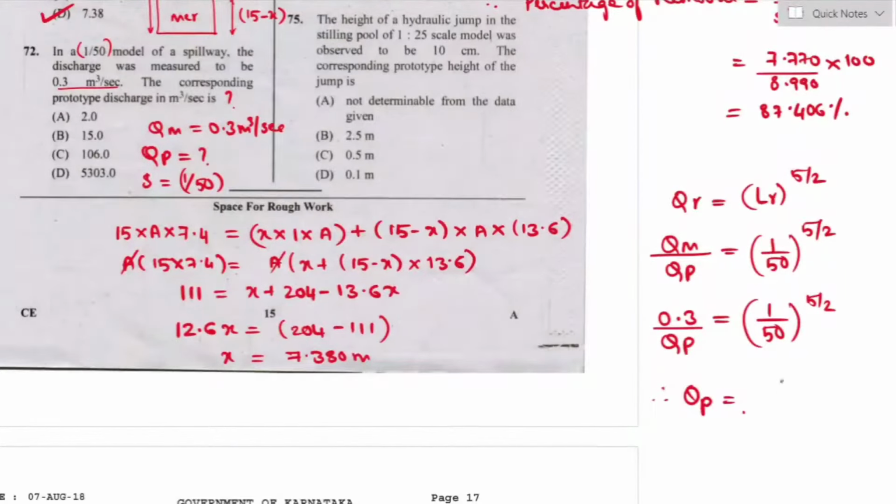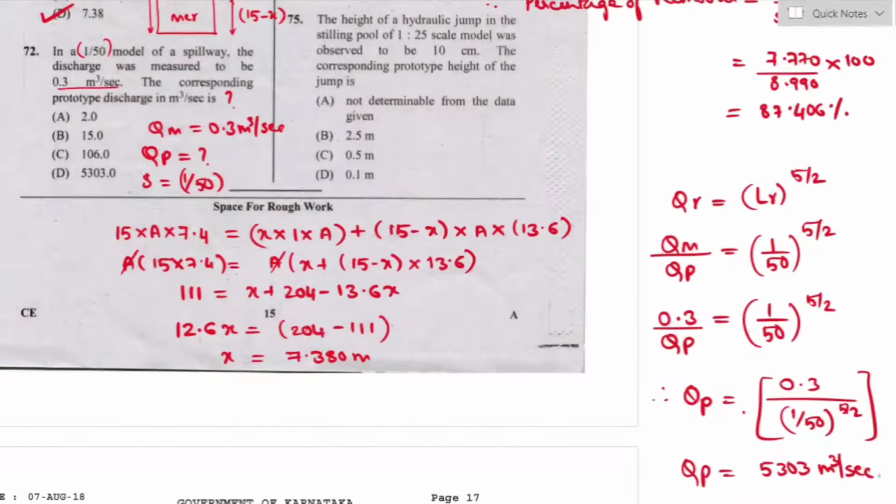Therefore, prototype discharge will be 0.3 divided by 1/50 to the power of 5/2. On solving this, the prototype discharge will be 5303 meter cube per second. So option D is the right answer.